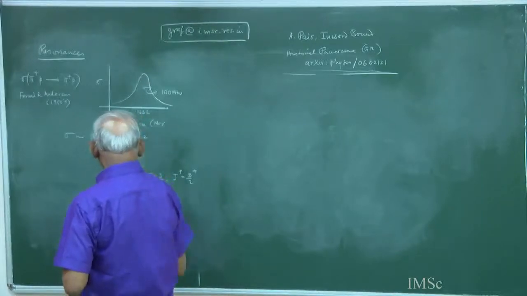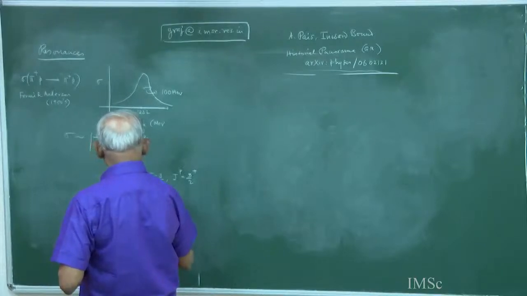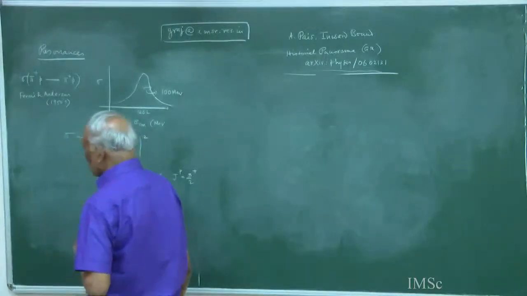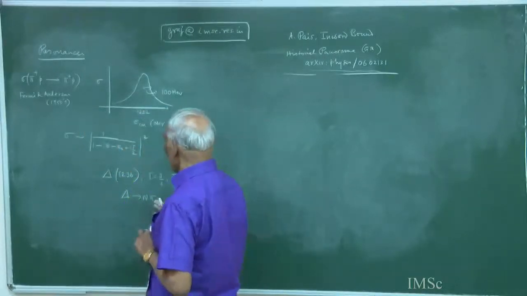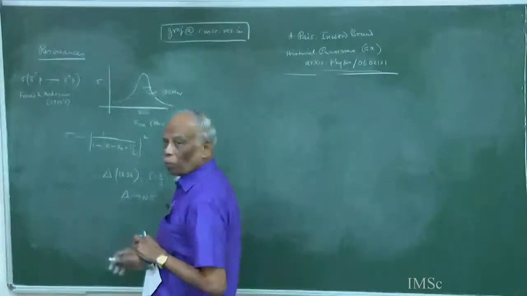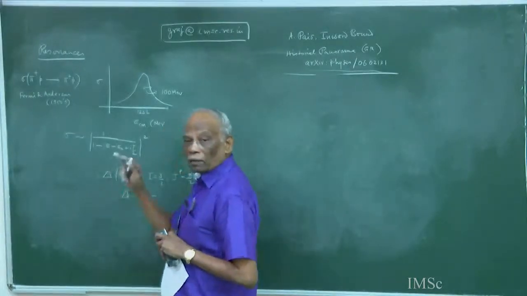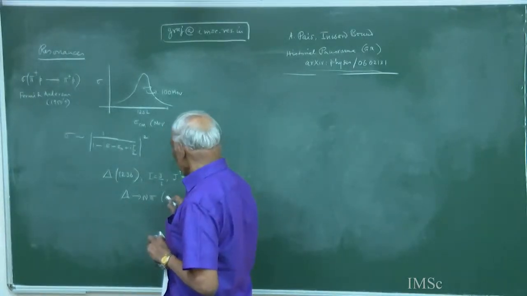it comes as a resonance because this delta particle, you can see, can decay into nucleon and pi. All quantum numbers which have to be conserved in strong interactions are conserved here. Nucleon is only 940 MeV, this is 140 MeV, this is 1236, you can see it can go. So this decay occurs by strong interactions.